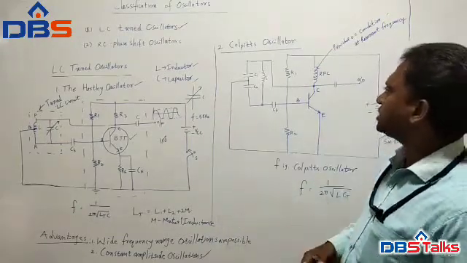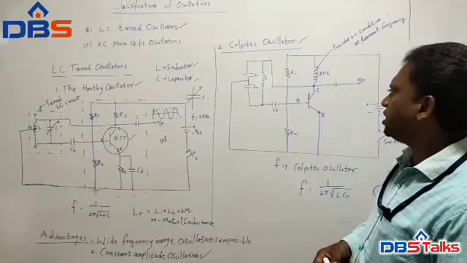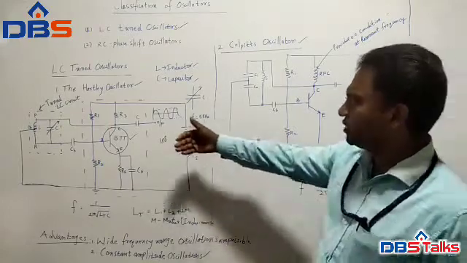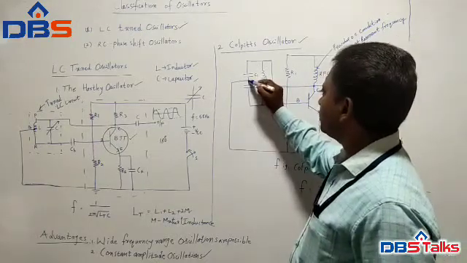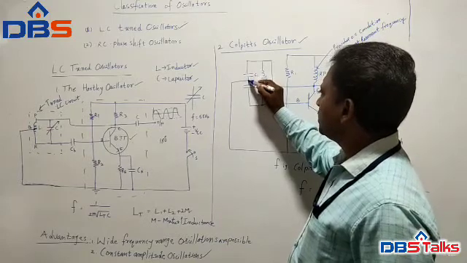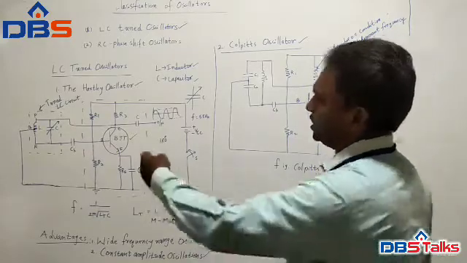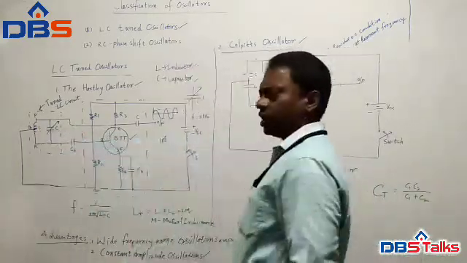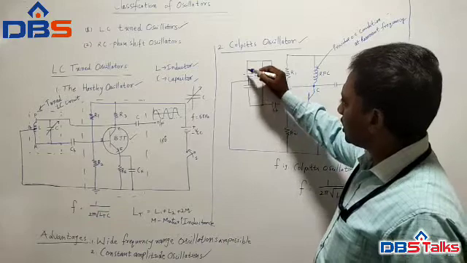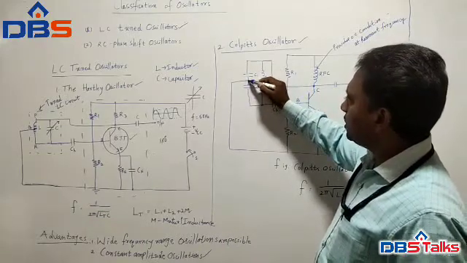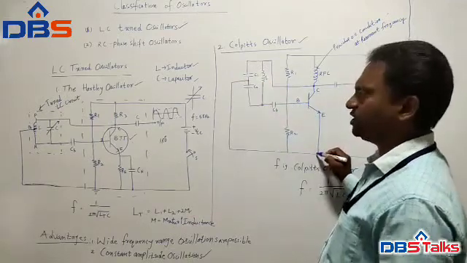Now another variation is the Colpitts oscillator, another type of LC tuned oscillator. The only difference between the Hartley oscillator and the Colpitts oscillator is that we take a signal at the midpoint of these two capacitors and give it to the emitter. Previously, we were center tapping the inductor coil. Here, the two capacitors are connected, and at the middle of these two capacitors we take a signal, which is connected to the emitter of the transistor. That is the only difference.